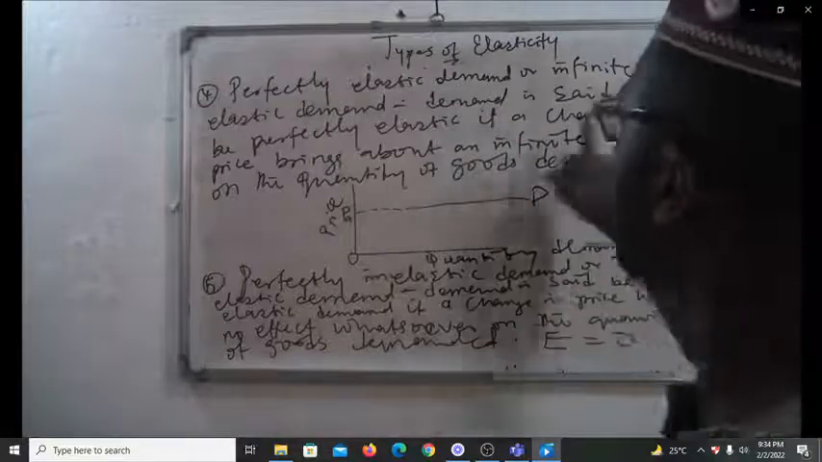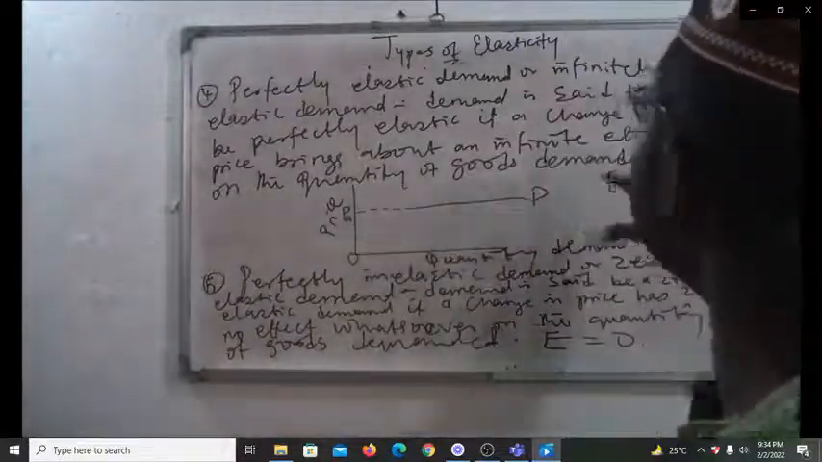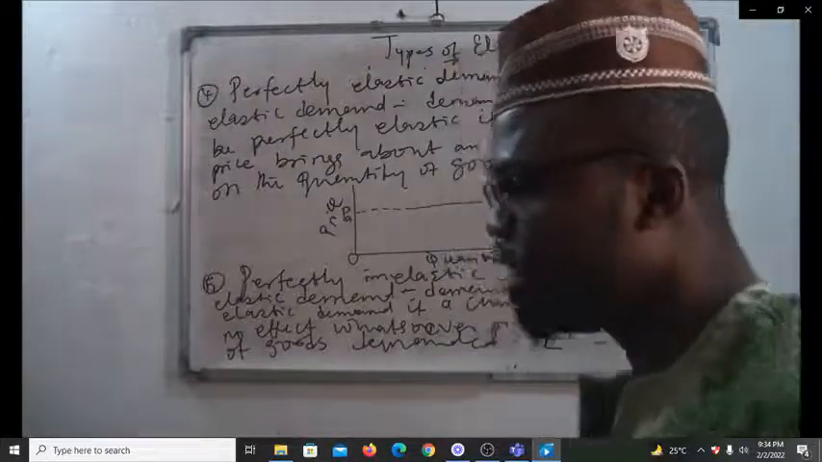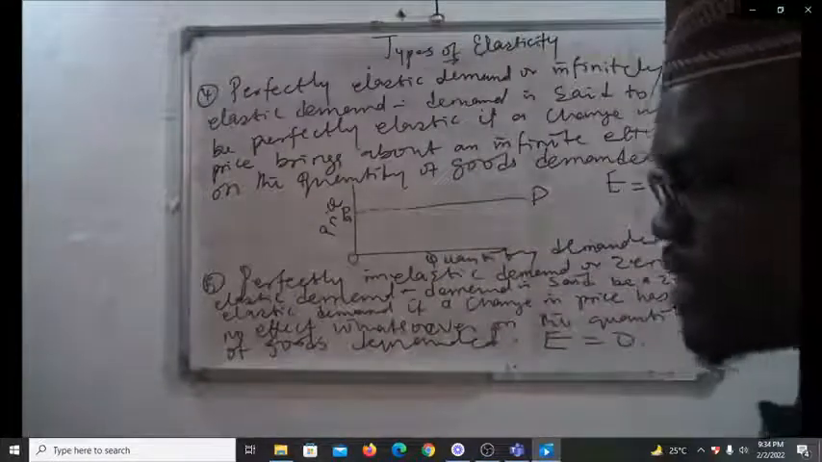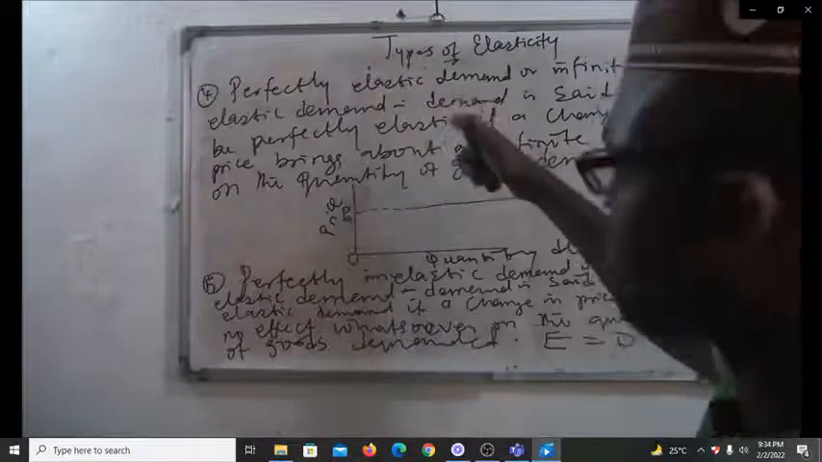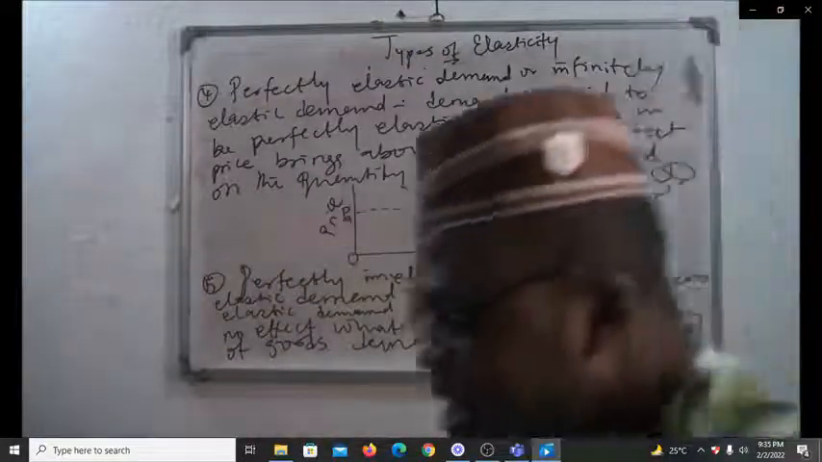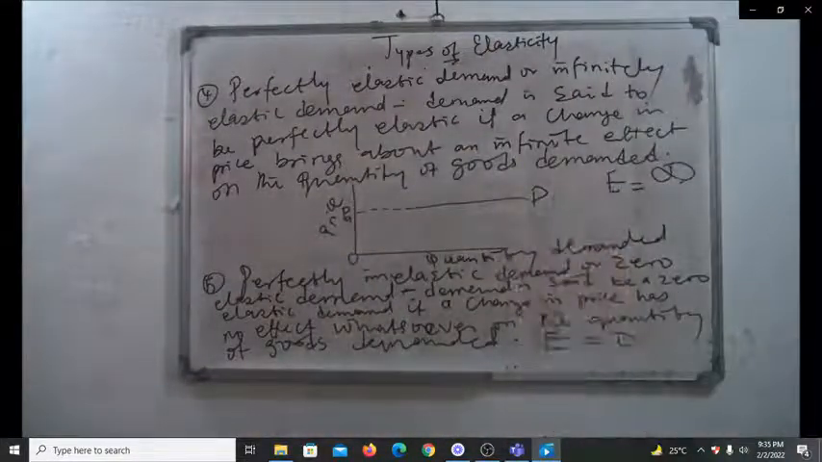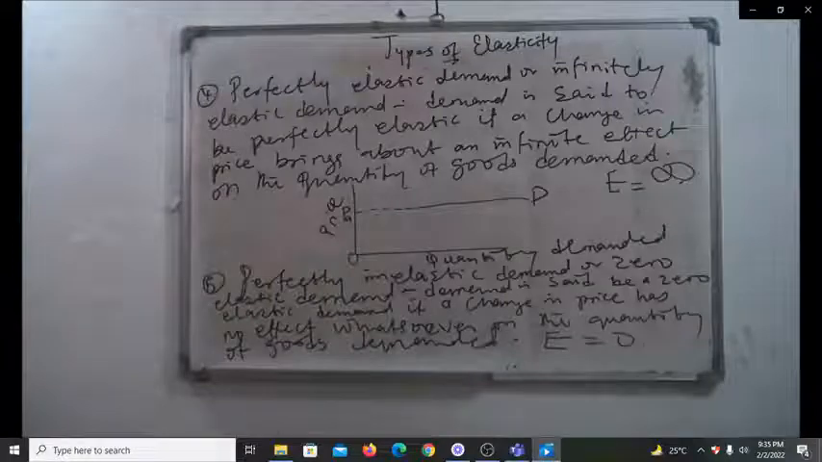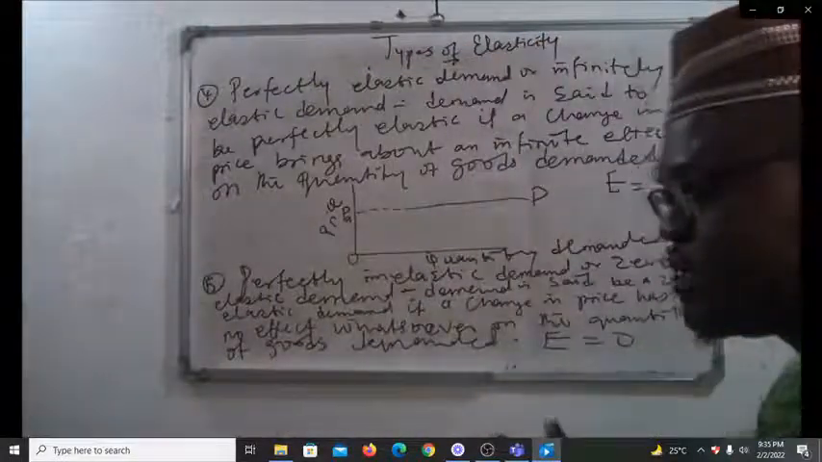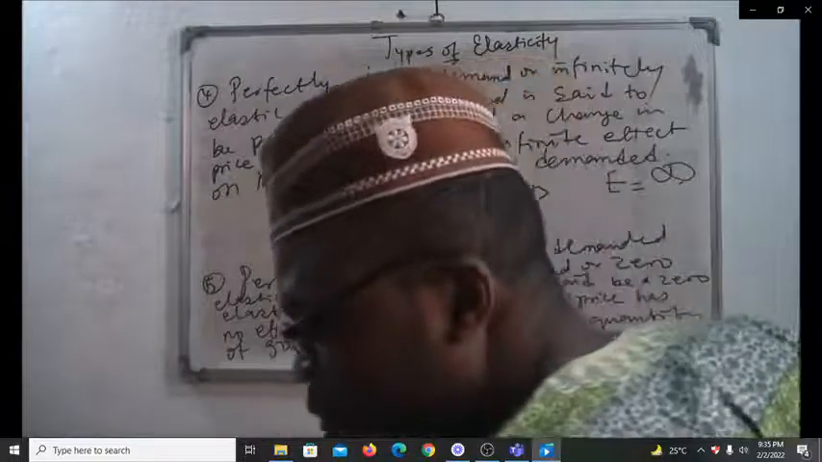This one is said to be perfectly elastic if a change in price brings about an infinite change in the quantity of goods demanded. There are some substitute goods or competitive demand products that have such. Once there is just a small change in price, everybody will leave it, and there is a change in the quantity demanded because of just a little change in price.